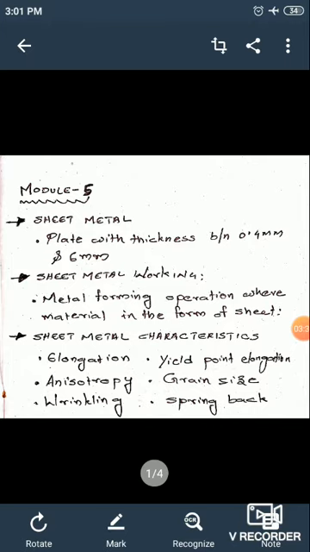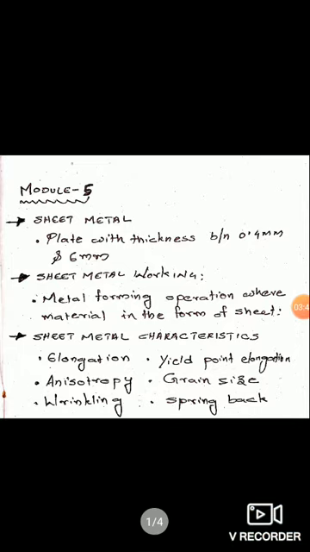Next one is wrinkling. Wrinkling is the wavy condition on the metal parts due to buckling under compressive stresses. Wrinkling can be controlled by proper tool and die design.